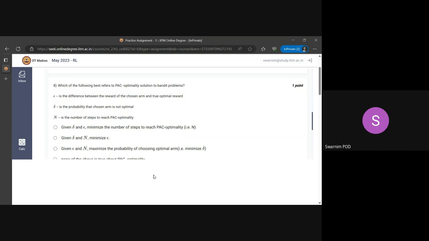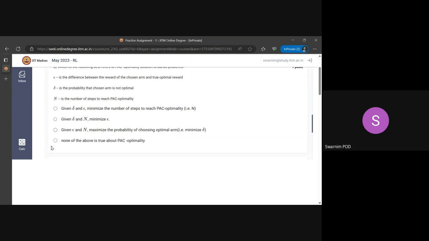Question number 8. Which of the following best refers to PAC optimality solution to bandit problems? Epsilon is the difference between the reward of the chosen arm and the true optimal arm. Delta is the probability that the chosen arm is not optimal. N is the number of steps to reach PAC optimality. I think it is the third one.